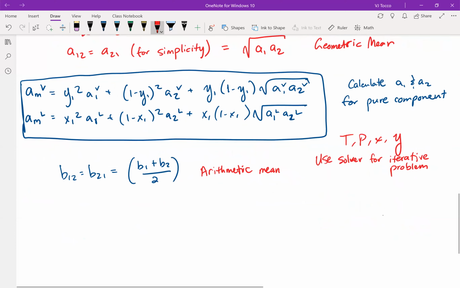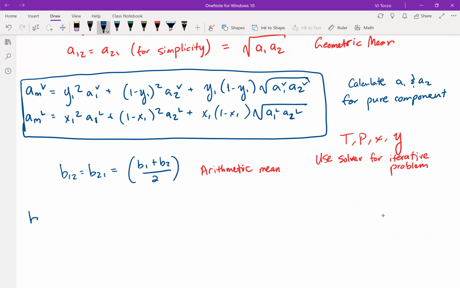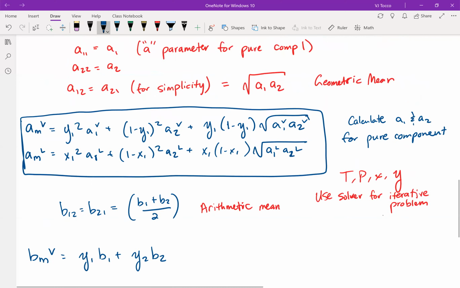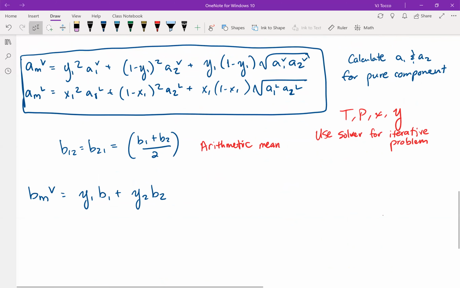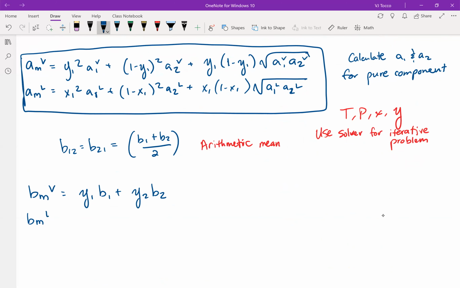So when I want to write what my B constants are, Bm for the vapor phase is equal to y1 B1 plus y2 B2. So again, same equation up here. It just is going to simplify into this when I plug in the arithmetic mean. Same thing for Bm of the liquid phase: it's x1 B1 plus x2 B2.